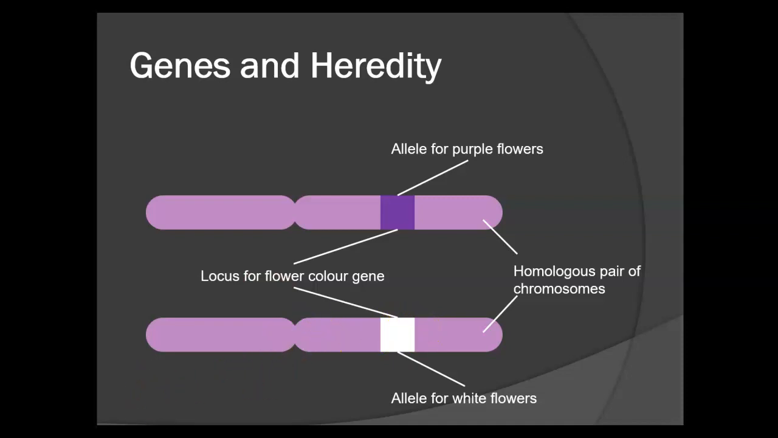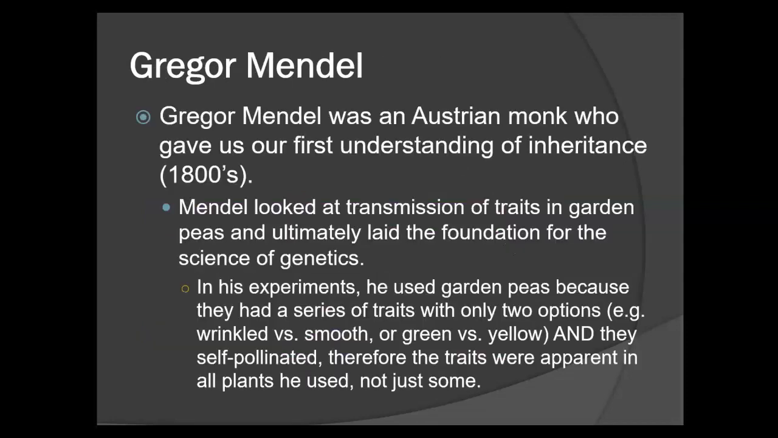Now, before we can determine all of that, I want to go into a little more background. So let's talk about Gregor Mendel. Keep that idea of alleles in the back of your mind, because it's going to help us understand what Gregor Mendel did. Gregor Mendel was an Austrian monk who gave us our first understanding of inheritance in about the 1800s. I want to pause and point out that Gregor Mendel did this work long before powerful microscopes were in play.